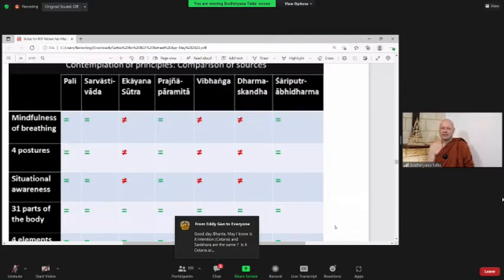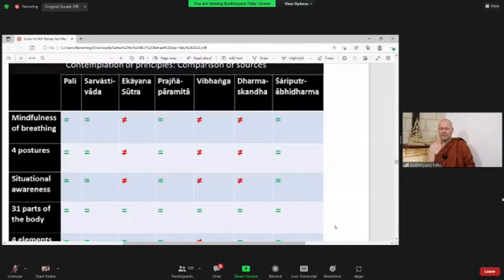And then the last 3 sources here are actually quite interesting, because they are Abhidhamma sources. So the Vibhanga is the Pali Abhidhamma. What does the Pali Abhidhamma have to say about Satipatthana? Dharmaskanda is the Sarvastivadin Abhidhamma. What does the Sarvastivadin Abhidhamma have to say about Satipatthana? And the Sariputra Abhidharma is the Dharmaguptaka Abhidhamma. This is the Abhidhamma of the Dharmaguptaka school.